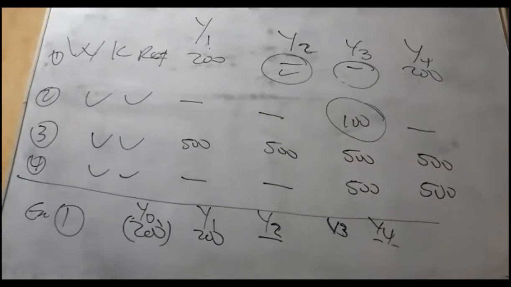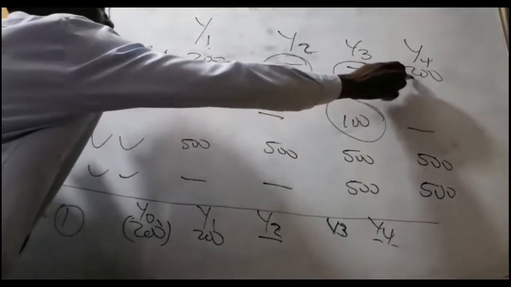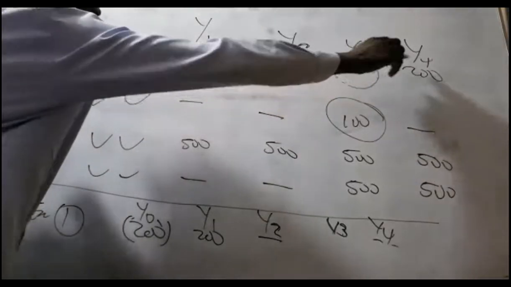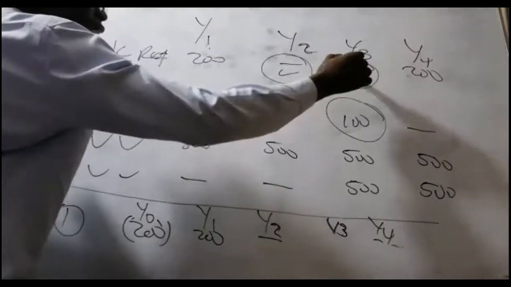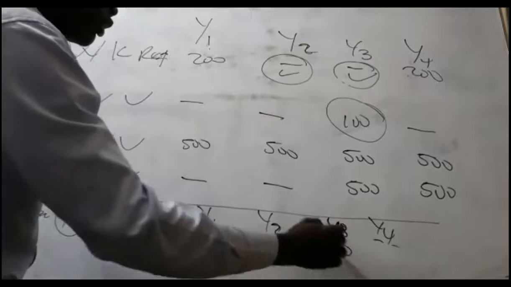Then I'll go to year 4. Year 4, I need 200. And that 200 must be there at the start of year 4. And at the start of year 4 means year 3. That must be in year 3, which is what? 200 negative.